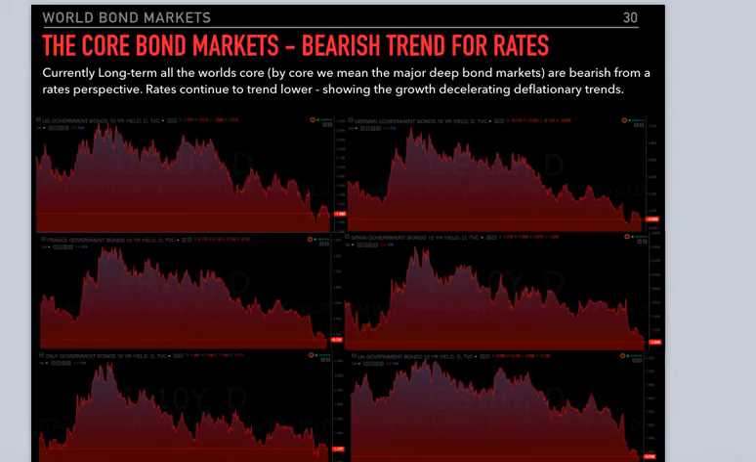So this is the world bond market section, and you can see that I go through here, and if you look at all the core bond markets, the deep liquid bond markets, treasuries, gilts, JGBs, Japanese 10-year, bunds. The world's still experiencing this low growth, deflationary environment, and rates continue to be in these long-term downtrends. So that's what you can see on that slide.